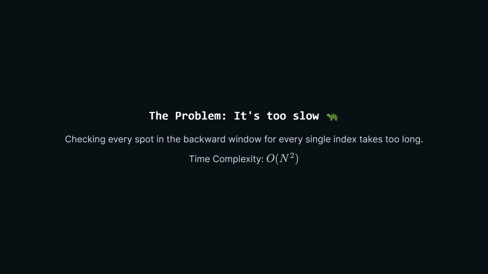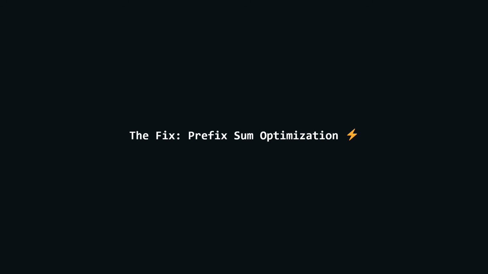If we implement this literally, for every single spot in the string, we have to scan backward through the entire jump window to see if any spot inside it was reachable. If the string and the jump ranges are huge, this scanning takes way too much time. To speed this up, we need a trick.